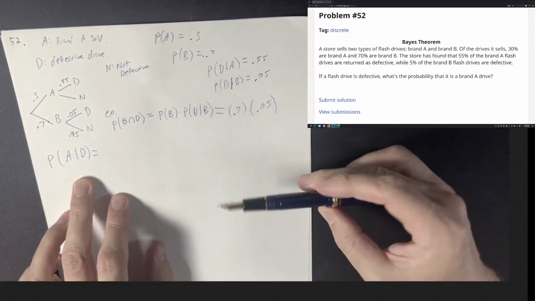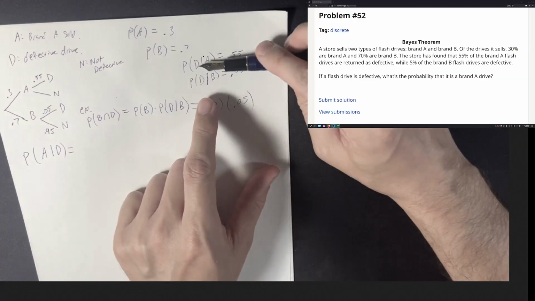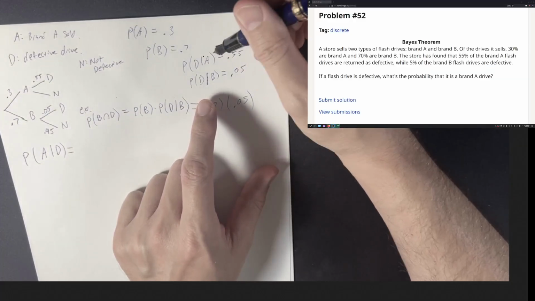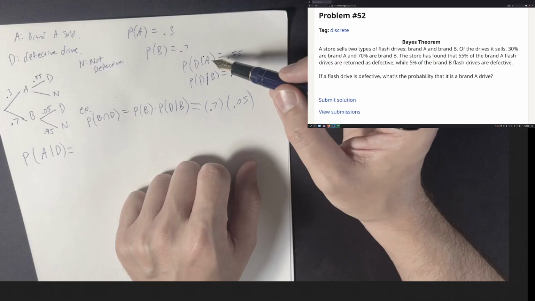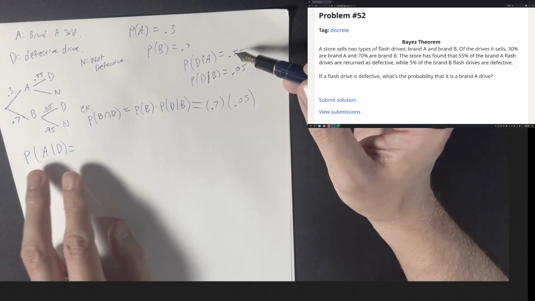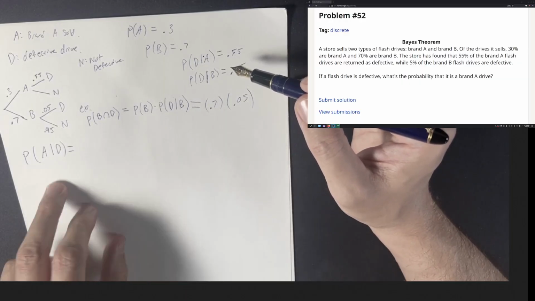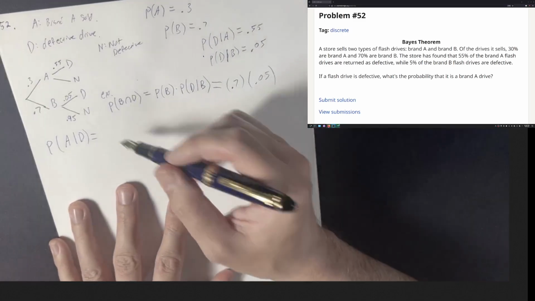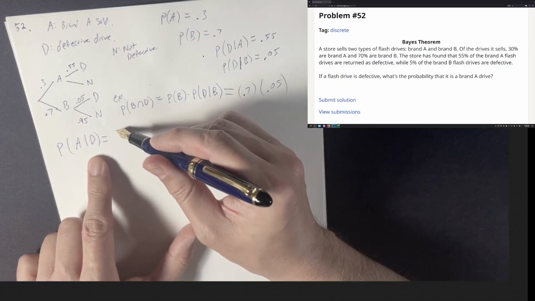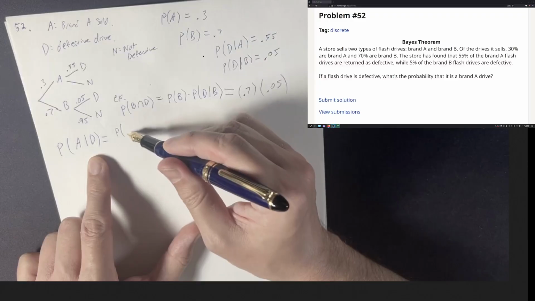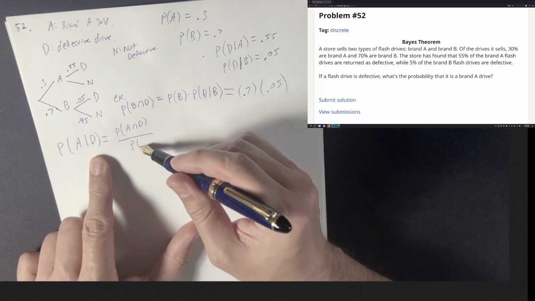So this is a typical Bayes' theorem type question. You're looking for this, but you've been given the conditions reversed. You've been given the probability of being defective given that you're from brand A, which is obviously not the same as just swapping that. If you've got a defective drive, what's the probability it came from brand A? Well, that's a more complicated answer. But Bayes' theorem says the following. This is the actual definition: the intersection of these two things, A and D, divided by just D.